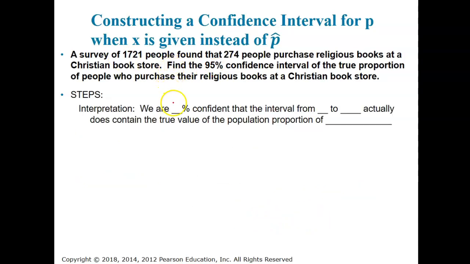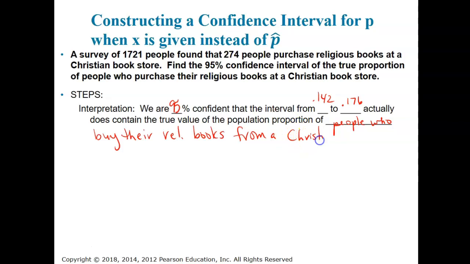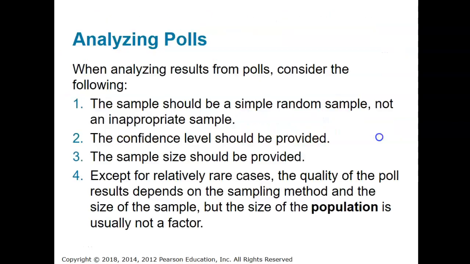Okay, so for the interpretation, we're 95% confident that the interval from 0.142 to 0.176 actually does contain the true value of the population proportion of people who buy their religious books from a Christian bookstore. So we always need to tie this back in to what we're actually working with so that we understand the context of what it's saying for us.